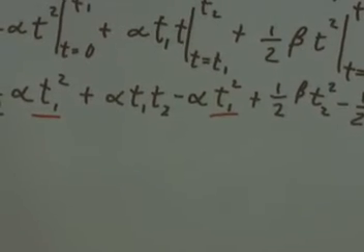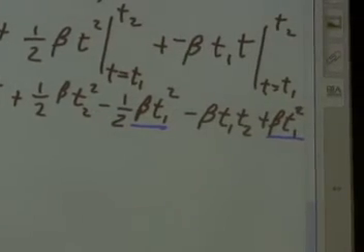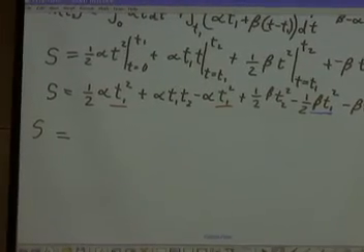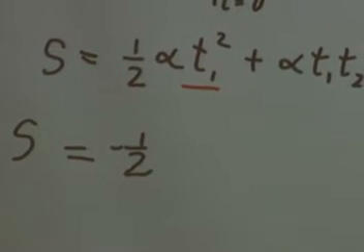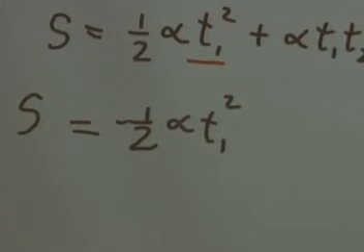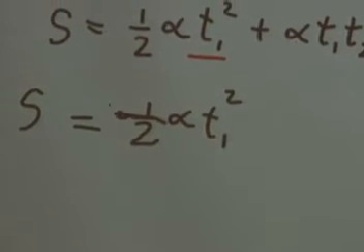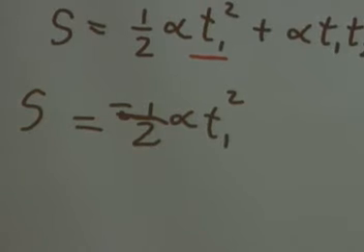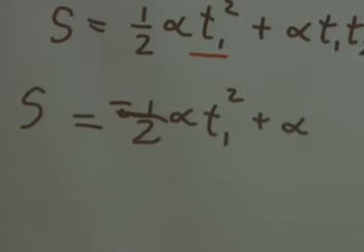At this point, let's look for like terms to combine. You'll notice this term contains alpha t1 squared. This term also contains alpha t1 squared. And the two terms here and here contain beta t1 squared. So let's combine those first off. S equals, this being a negative, we'll get negative 1/2 alpha t1 squared. And then we'll still have the alpha t1 t2.